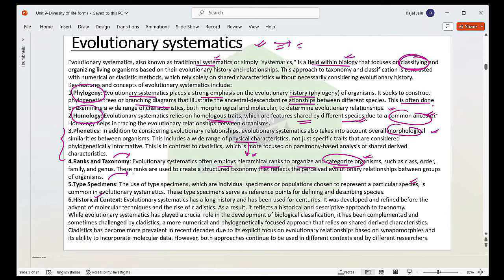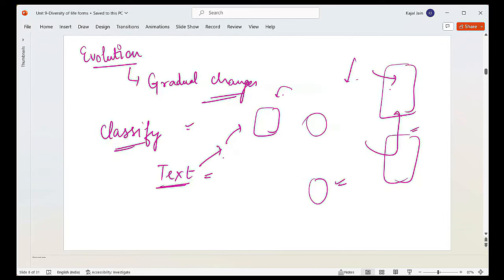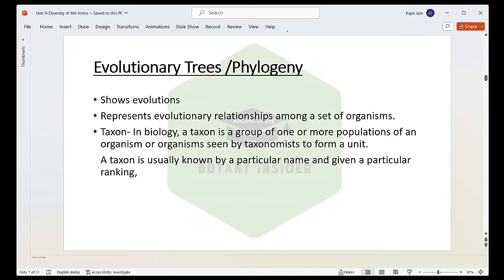Then you have historical context. Evolutionary systematics helps us in finding out the historical correlation between the two things, which helps in finding out the evolutionary basis of the same, right? So what are evolutionary trees? They help in showcasing the evolution. They represent evolutionary relationships among a set of organisms.